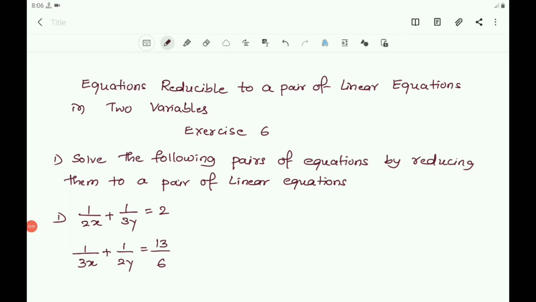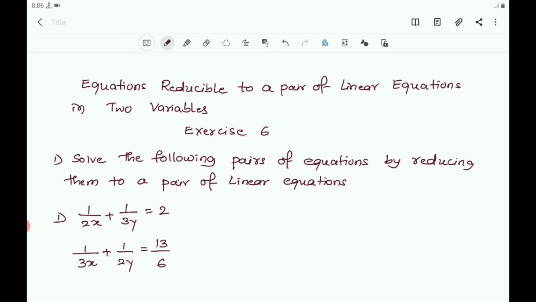Children, let us continue the chapter Pair of Linear Equations in Two Variables. Now let us discuss the equations reducible to a pair of linear equations in two variables. Sometimes it so happens that the original equations are not linear to start with, but by employing suitable substitutions, they can be reduced to a pair of linear equations. Now let us solve Exercise 6.